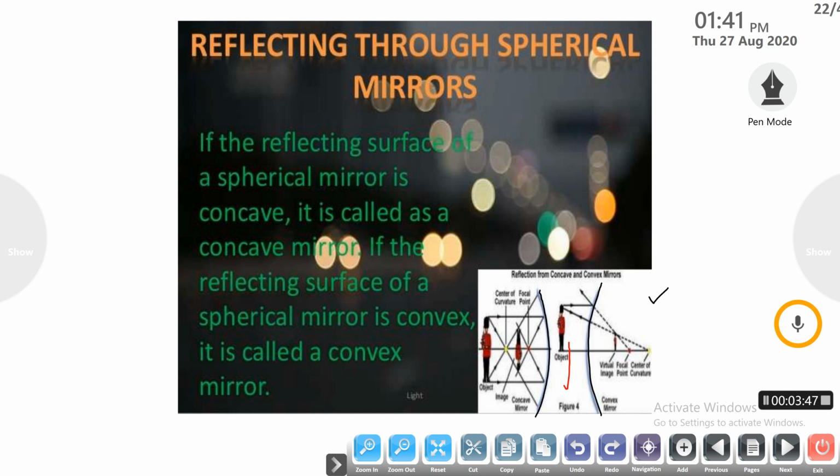So we can say that a concave mirror is a type of converging mirror because it converges all the light rays. In the case of a convex mirror, when light rays fall on this mirror, they are reflected away from the focus point. So we can say that a convex mirror diverges all the light rays. That's why it is known as the diverging mirror.